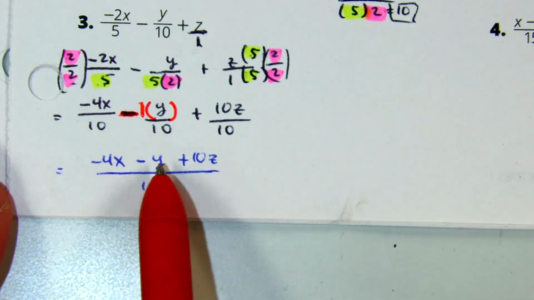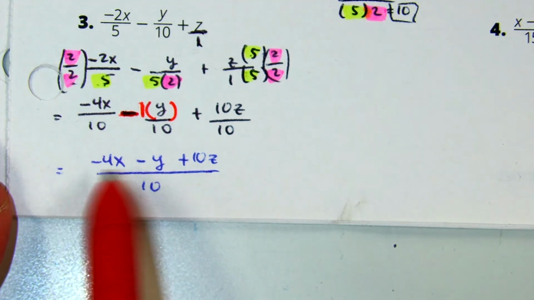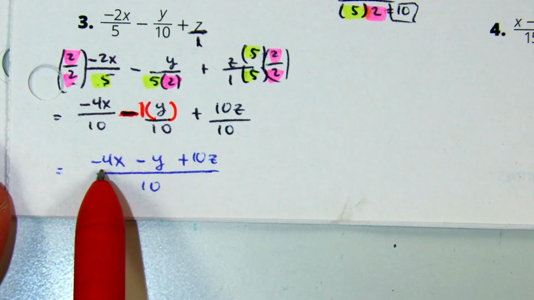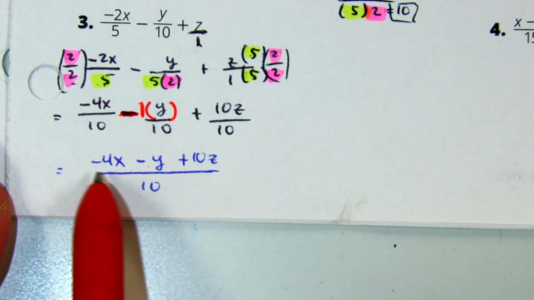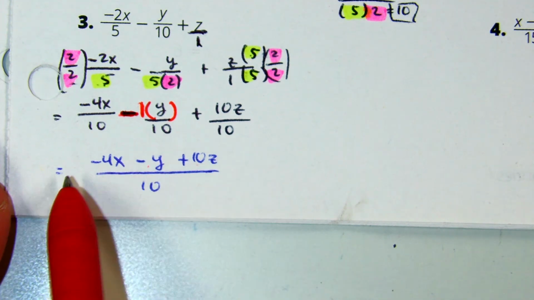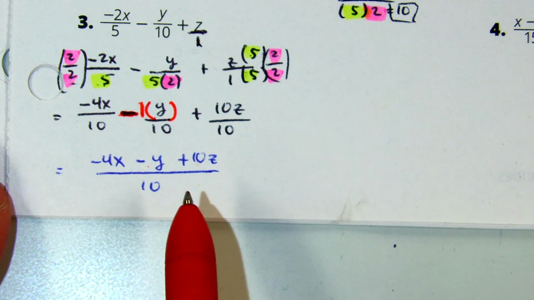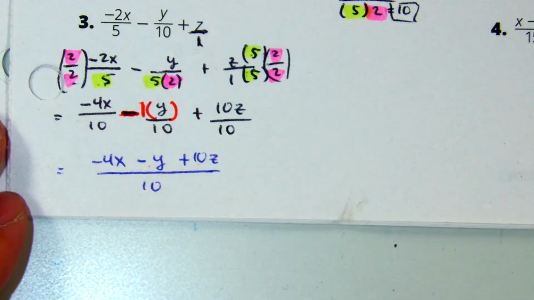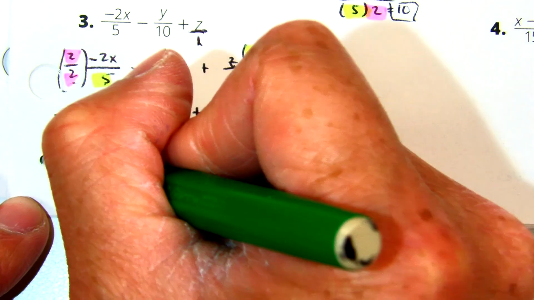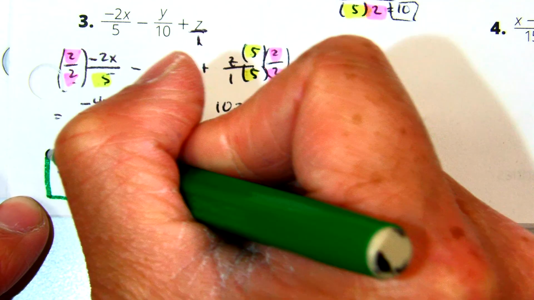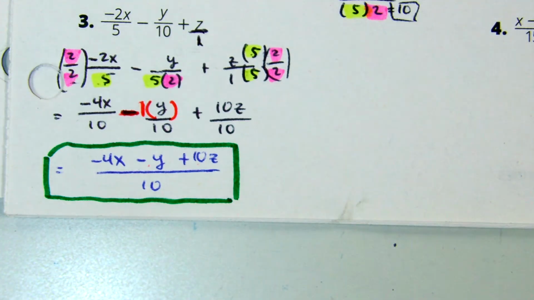Class, are any of these like terms? No. I have an x, y, and z. They're not like terms. Even or odd? Because they're not all evens and they're not all odds, most likely there is not a greatest common factor, which means I can't reduce it anymore. So this would actually be my answer. Negative 4x minus y plus 10z all over 10 is our answer. And that's how you add or subtract with unlike denominators.